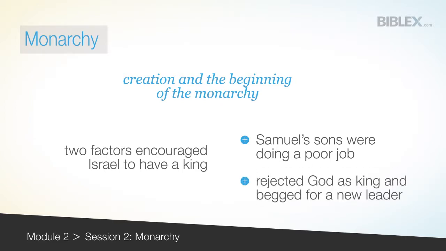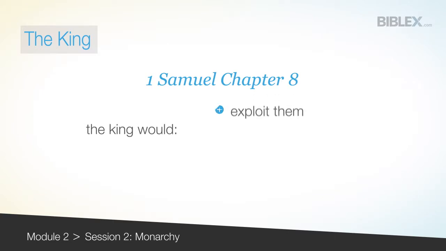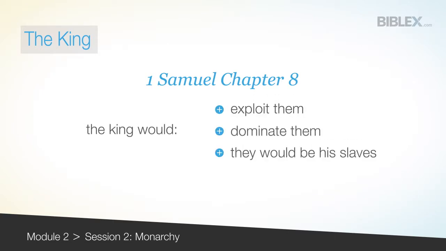Second, they rejected God as king and begged for a new leader, but God did not intend for Israel to be like other nations. Their request to Samuel was really a way of replacing God. Through Samuel, God made it clear to the people what they could expect from a king. Do you recall the warnings God gave them in 1 Samuel chapter 8? The king would exploit them, dominate them, and they would be his slaves and do his bidding.